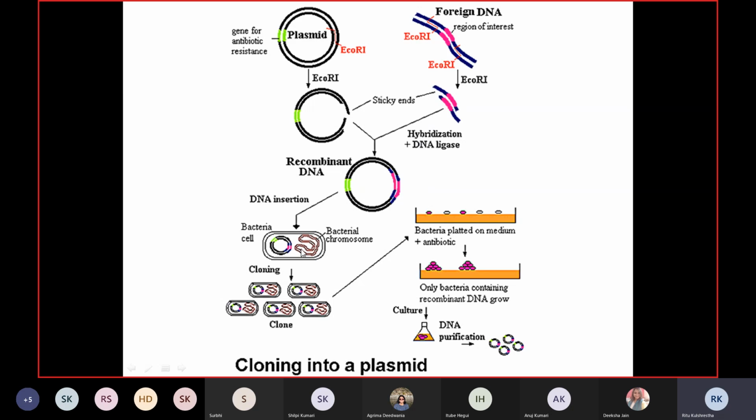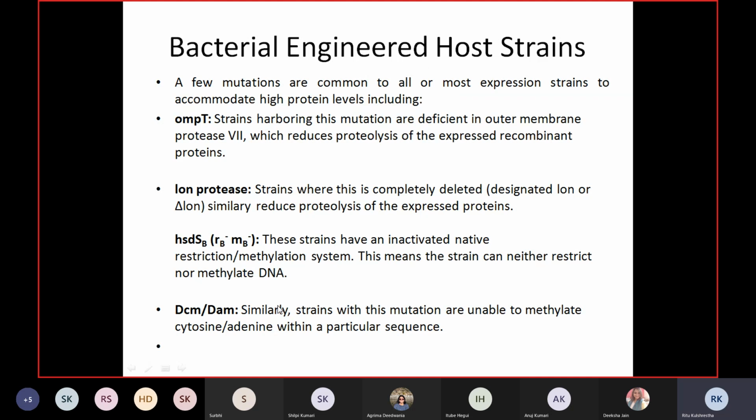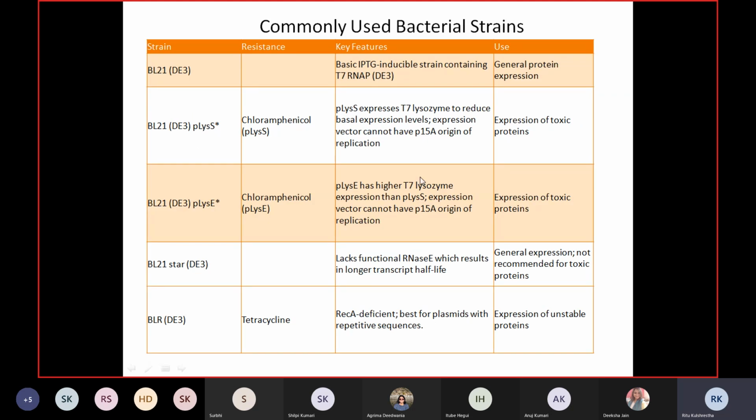What you have to ensure is that these two plasmids, the plasmid in which you have introduced your foreign DNA and the plasmid already present in the bacteria which has the T7 lysozyme, are compatible in nature. To ensure they are compatible, you just have to ensure that they do not have the same origin of replication. That's why it is written here that the expression vector cannot have the P15A origin of replication, which is present in the plasmid pLysS, which expresses T7 lysozyme.